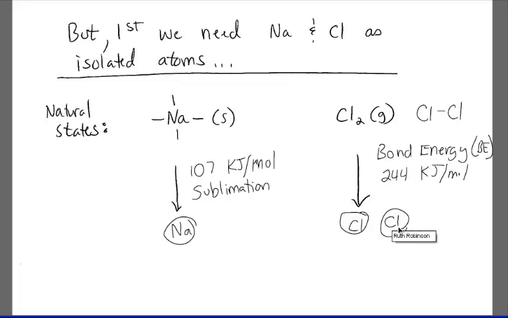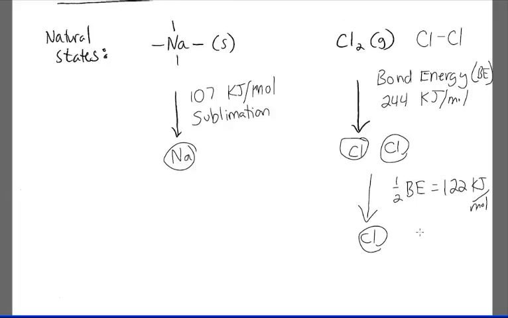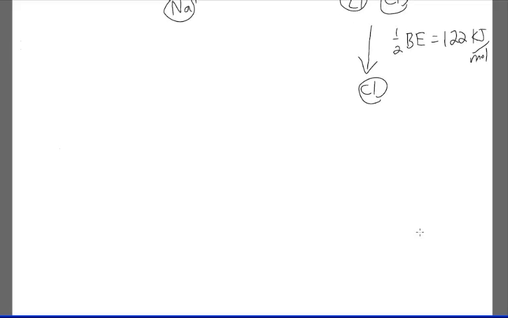But that does produce two chlorine atoms, and we only want one for every sodium we have. So we're actually only interested in half of that energy. So we're going to take half the bond energy, which is half of 244, 122 kilojoules per mole, and that is all we care about. Now let's use those values and redraw our energy diagram.